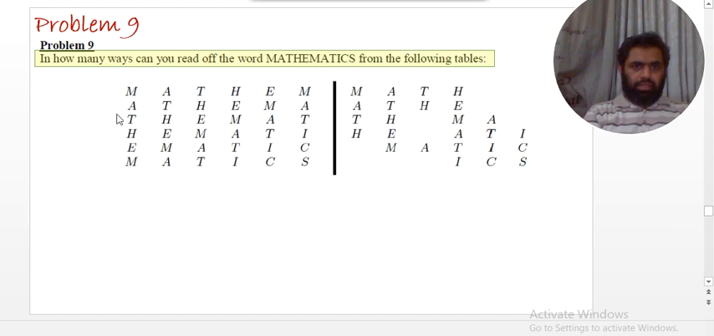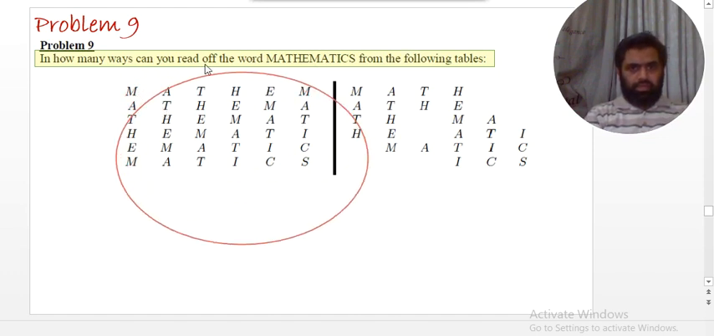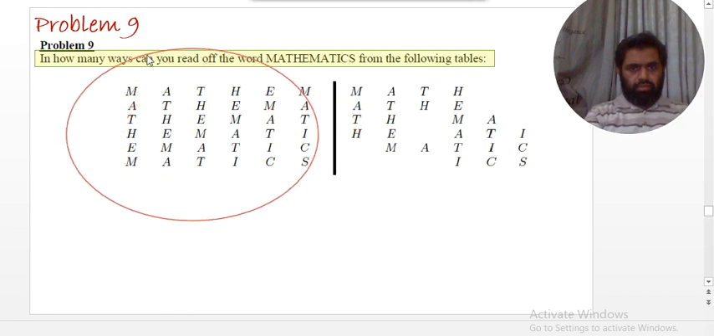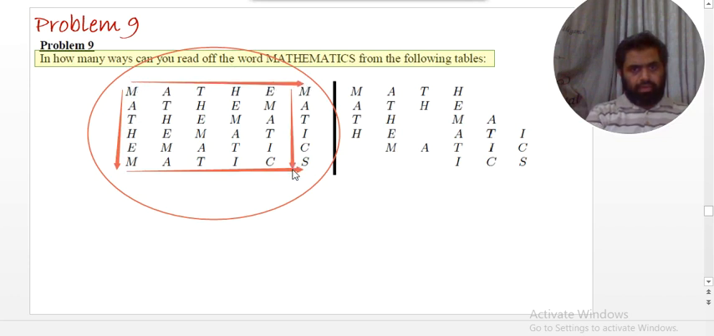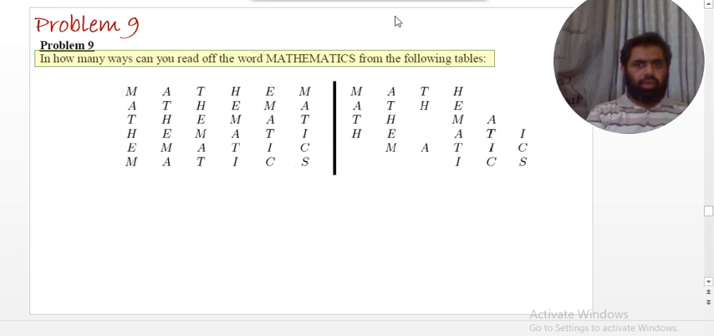The first part says we have the word mathematics in this grid, in this table. So in how many ways can we form the word mathematics? For example, I can move along this direction, and then I go here, mathematics. Or I can make some other combination, like I may go from here, and then matics, like this. So we have got mathematics.